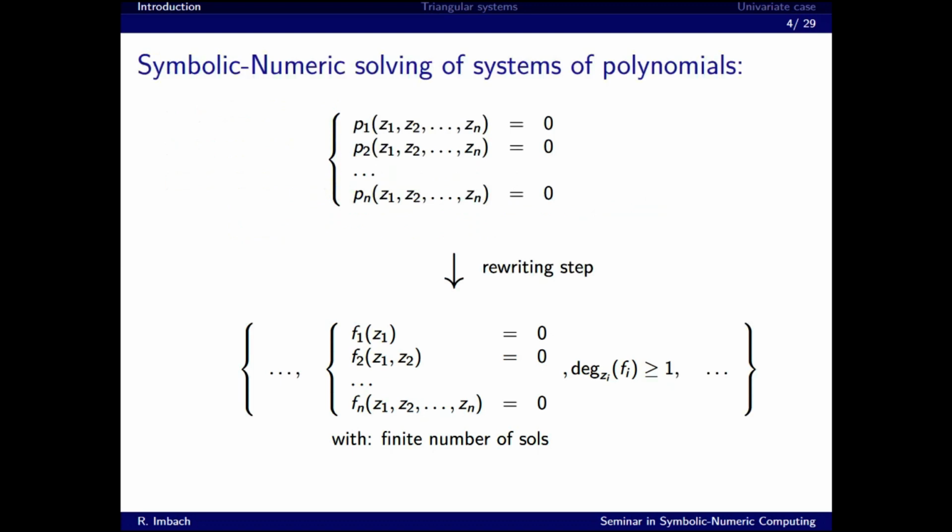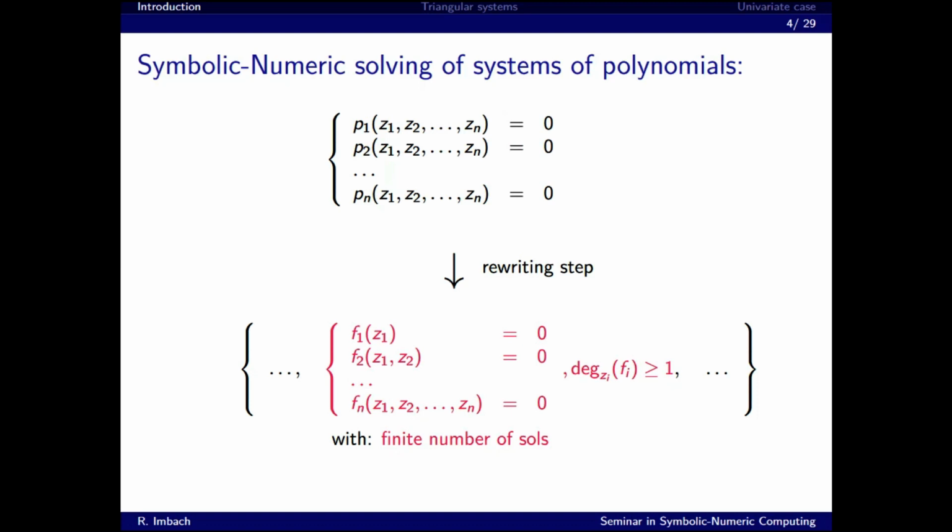So why consider this kind of system? This triangular system appears when we do symbolic numeric solving for general systems of polynomials. So we can transform a non-triangular system with some symbolic tools into a triangular system. So this is the rewriting step. It could be transformed into one triangular system or a set of triangular systems. And then maybe one wants to find the roots of this system.